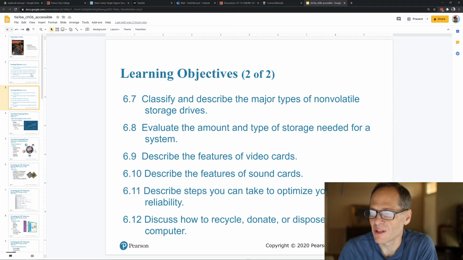Describe the features of video cards, features of sound cards. Describe steps you can take to optimize your system's reliability. And discuss how to recycle, donate, and dispose of an older computer.